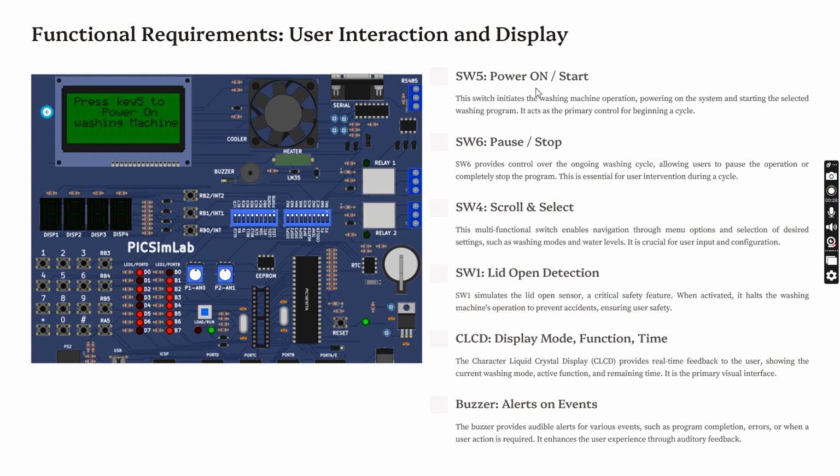Switch 5 is used for powering on or start. Switch 6 is used for pause and stop. Switch 4 is used for scroll and select. Switch 1 is lid open detection. The CLCD is used to display mode, function and time, and the buzzer gives alerts on events.